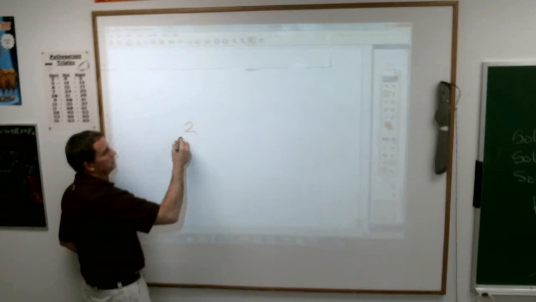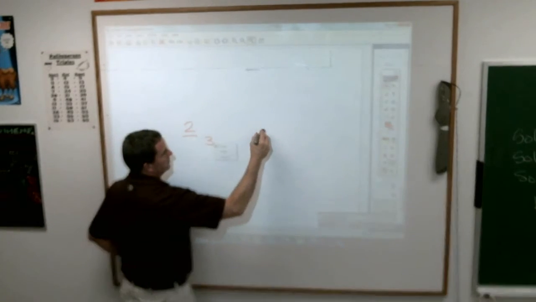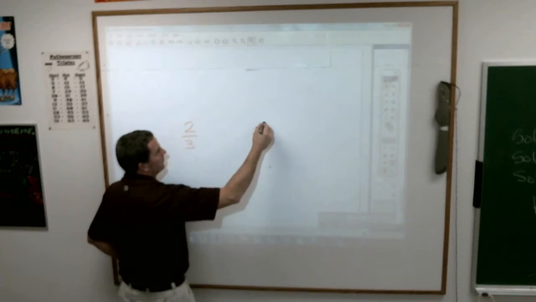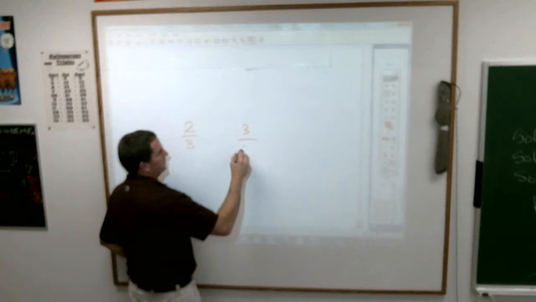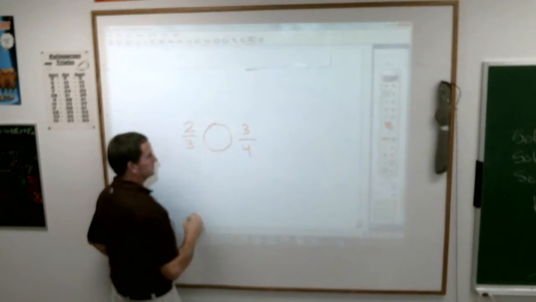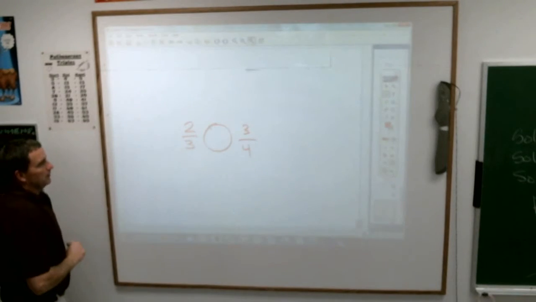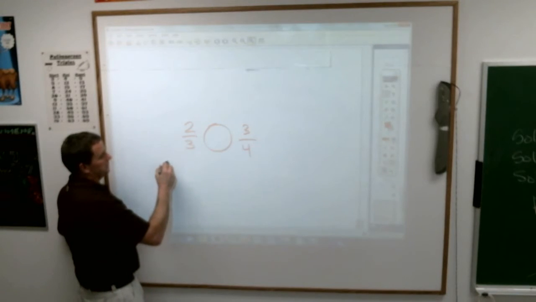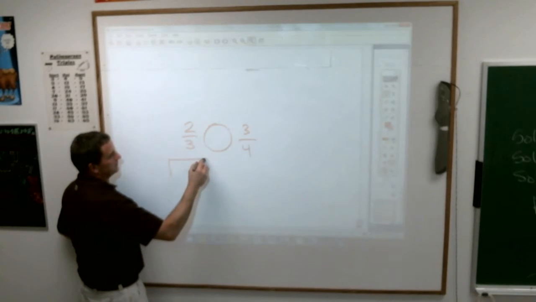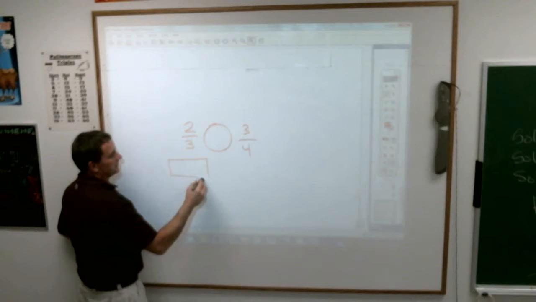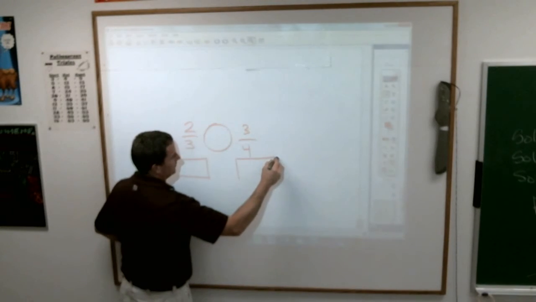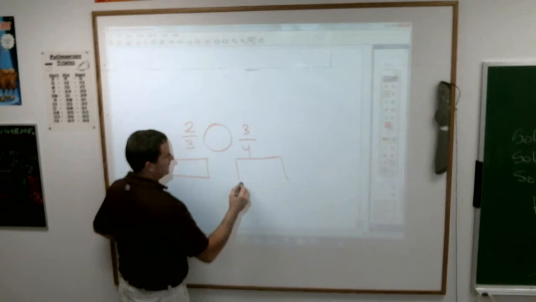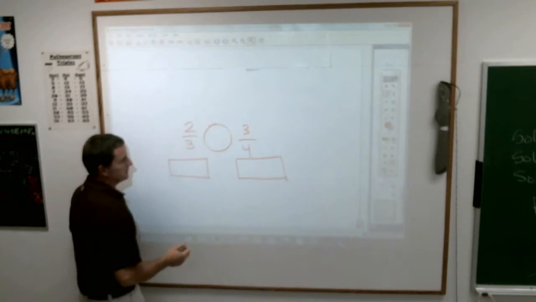Let's compare, how about 2/3 compared to 3/4? 2/3 compared to 3/4. And again, I would suggest drawing a nice little rectangle. Now, they might tell you to draw circles. If they tell you to draw circles, then by all means you can draw a circle. Again, the problem I have with circles is they're hard to freehand and they're hard to draw the same size.